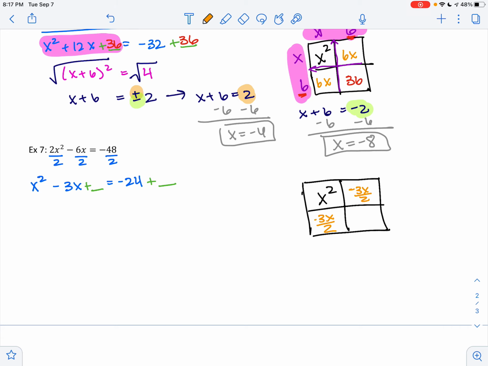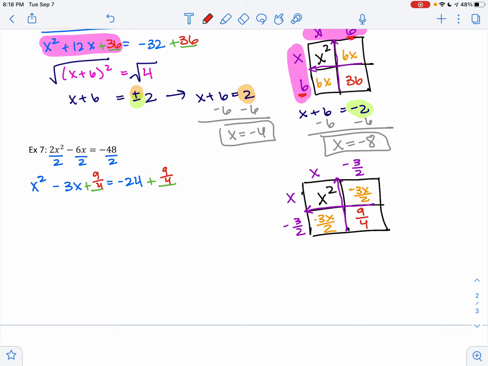You can just leave it like a fraction like that. The greatest common factor in your top row is x. The greatest common factor of your left column is x. X times negative 3/2 would give you a negative 3/2 x. And x times negative 3/2 would give us negative 3/2 x. Negative 3/2 times negative 3/2 is positive 9/4. Negative 3 times negative 3 is positive 9. 2 times 2 is 4. So I am adding 9/4 to both sides of my equation.